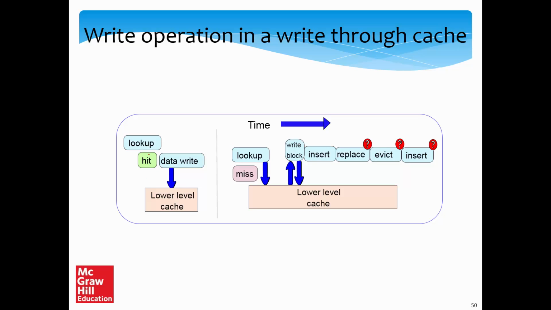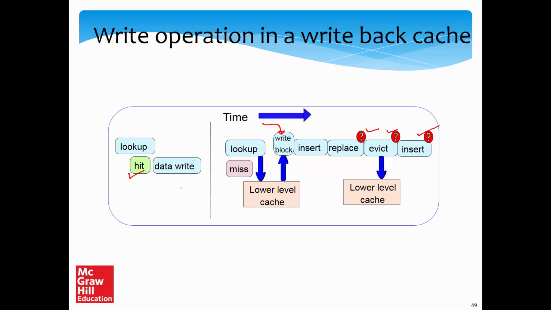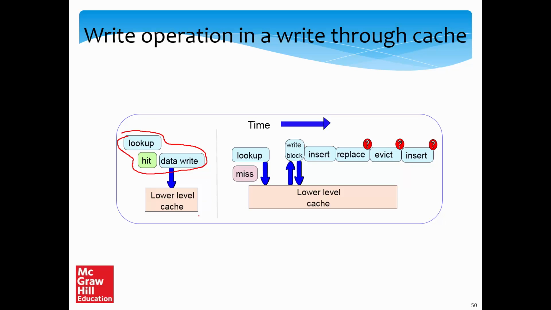If it's a write through cache, well, this part remains the same. In the case of a hit, we do a lookup and a data write, but we also send the write to the lower level. If you look back at the previous slide, this was not happening over there. But in the case of a write through cache, whenever we write, we need to send it to the lower level.